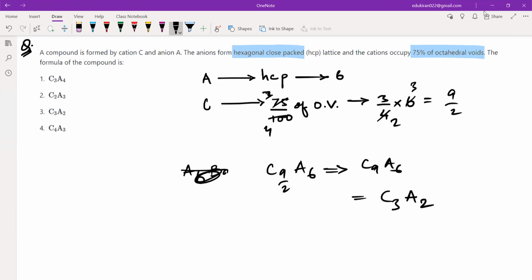Okay, 3 by 4, 75% of the octahedral voids, right? We have hexagonal close packing that has 6 atoms and 3 by 4 of the octahedral voids. And you'll be given this type of question. Now let us do a few more of these.